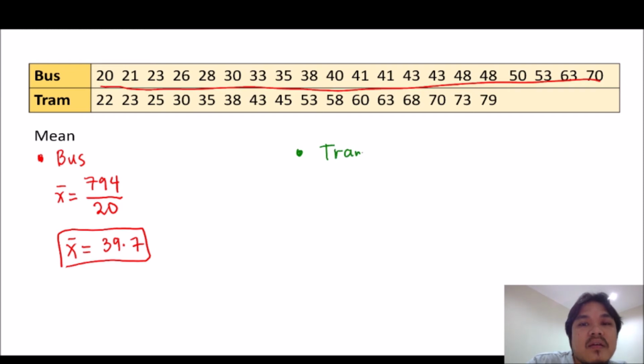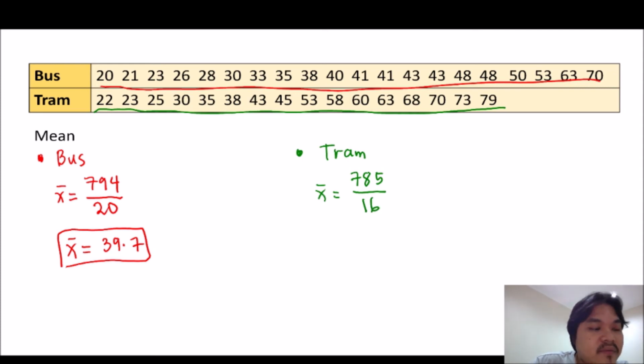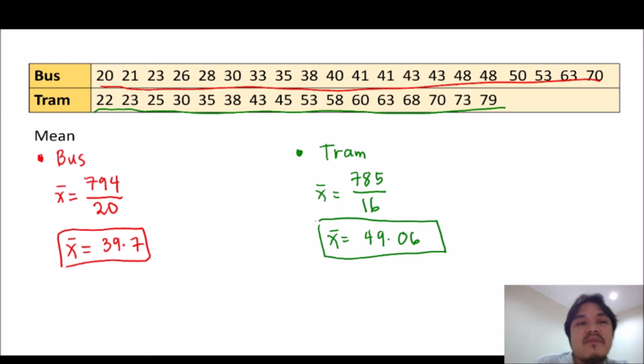For the tram, we're going to add all of these scores. So the mean will be the sum of all scores, which is 785, divided by the number of scores, which is 16. So 785 divided by 16 is 49.06. So the mean for the tram data is 49.06.